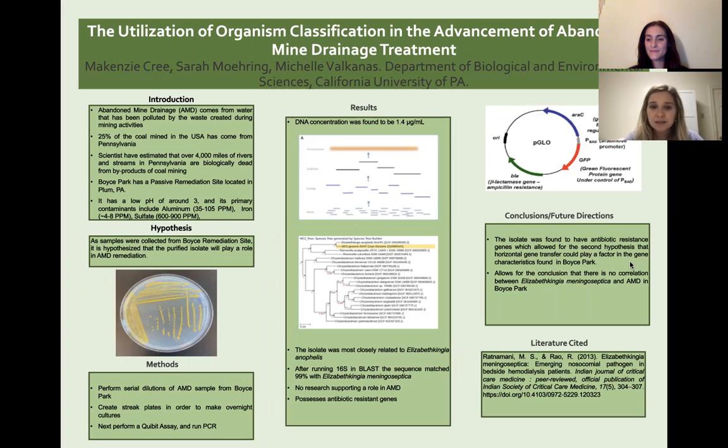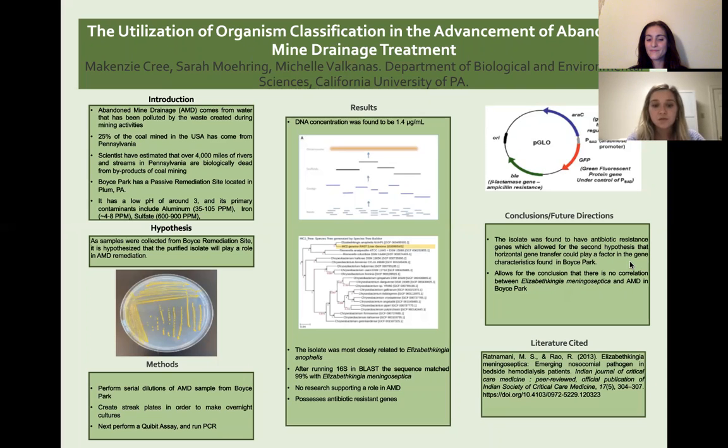It was found that this isolate was most closely related to Elizabethkingia anophelis, and it was related about 85%. So then we decided to run the 16S sequence in BLAST, and it matched 99% with Elizabethkingia meningoseptica. And it was found in scientific research articles that these two isolates are commonly mistakenly identified. So that is why we saw that in our results.